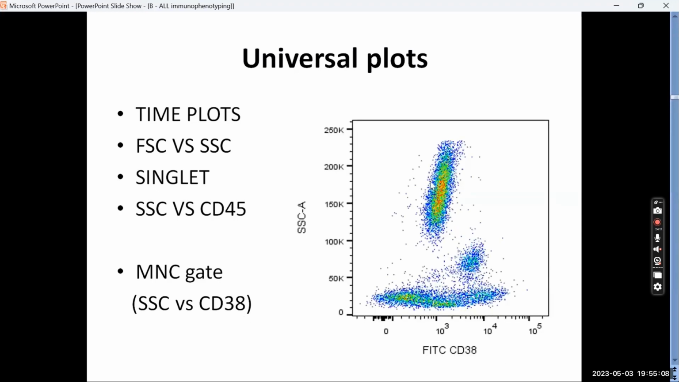You find the granulocytes, which we are not interested in for leukemias and lymphomas, with high side scatter. So we'll be selecting the population in this region, which is called the mononuclear region. Okay, so we can eliminate the granulocytes or the neutrophils straight away. So that is called the MNC gate.